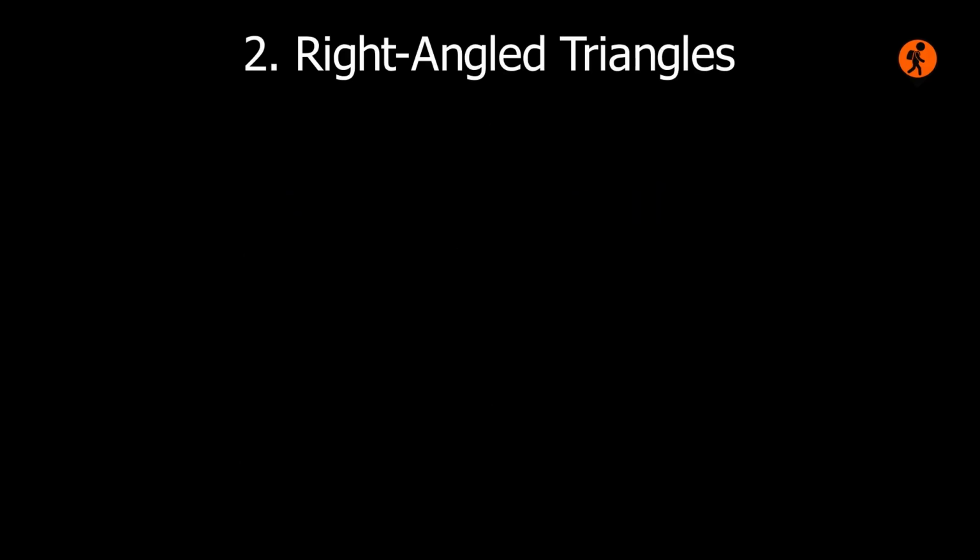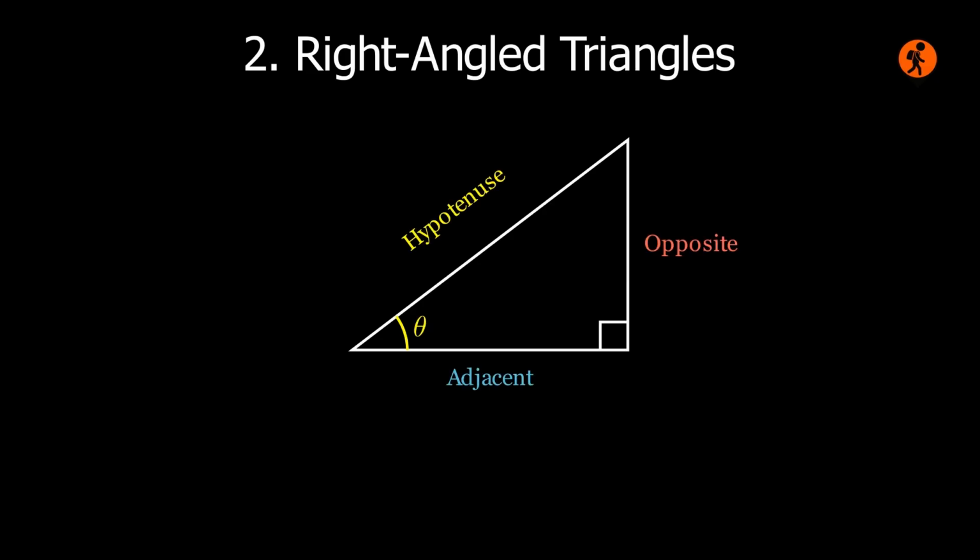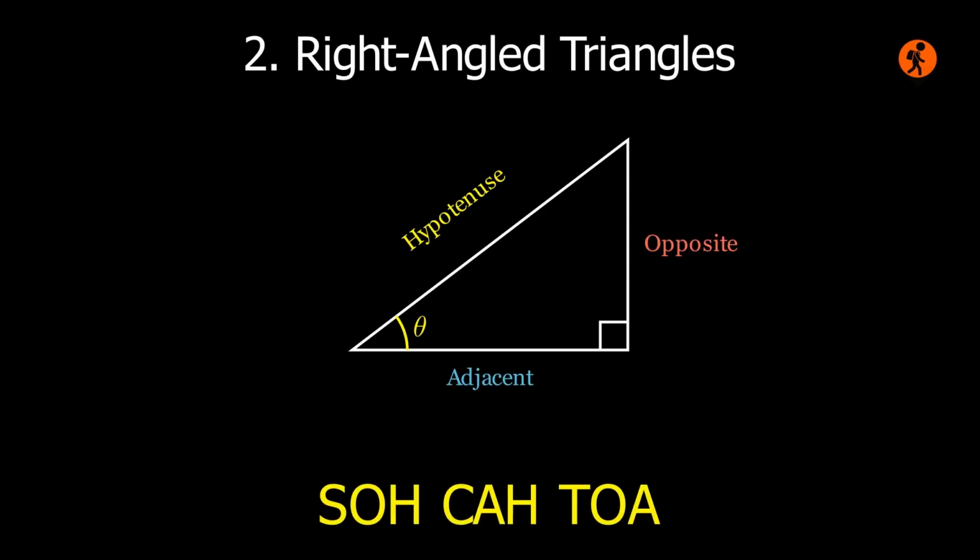Next, let's look at right-angled triangles. Remember SOHCAHTOA to find your sine, cosine, and tangent ratios. And don't forget the theorem of Pythagoras. Opposite squared plus adjacent squared equals hypotenuse squared.